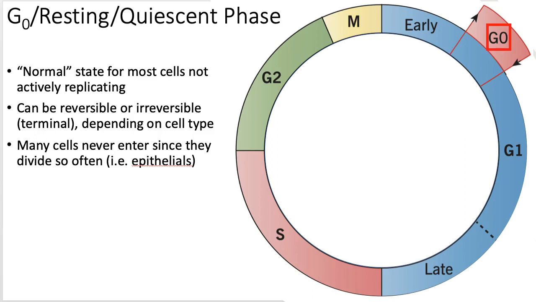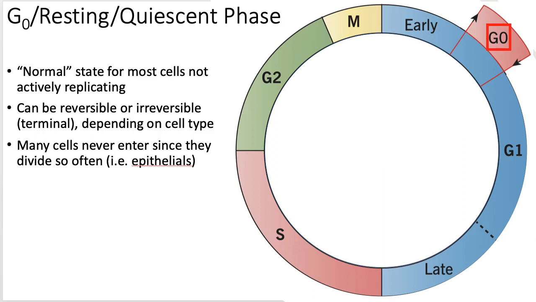I have a few other slides to talk about how we actually initiate exiting the G0 phase and entering the G1 phase. Now, there are some cells that actually never fully enter the G0 phase. And so, like, you think your epithelials. So if you get a cut in your mouth or like you bite your cheek or something like that, it heals really fast, right?